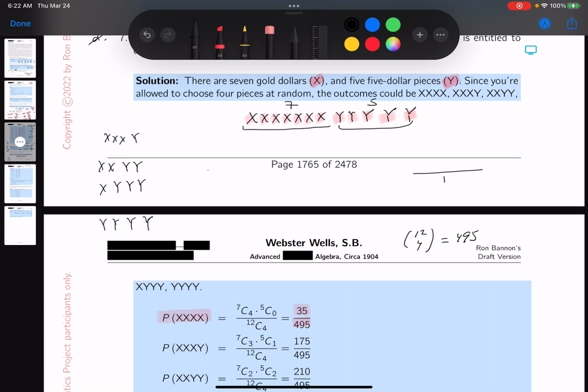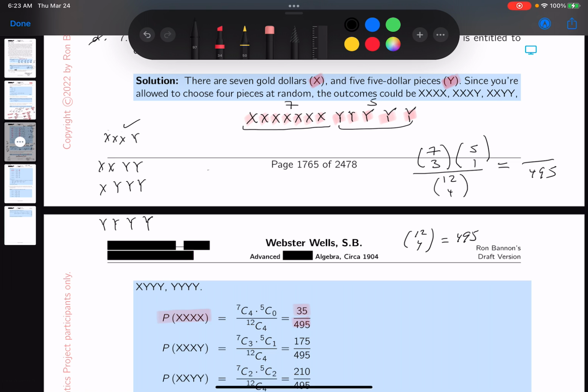You're still picking 4 from the 12. But now you got 3 X's. Well, there's 7 X's. And you're picking 3. And of the 5 Y's, you're picking 1. Well, we've already done the bottom part. I'm not going to do that again. That's 495. I got to do the top.